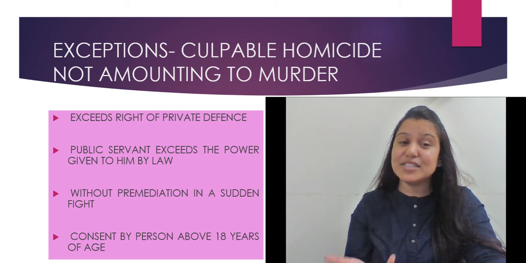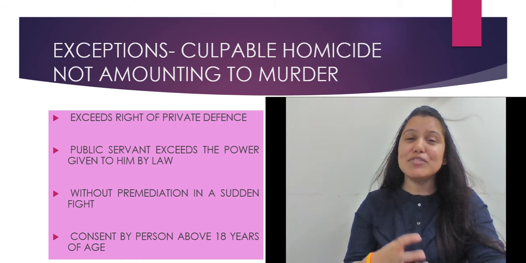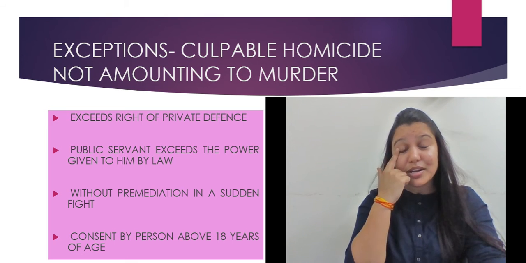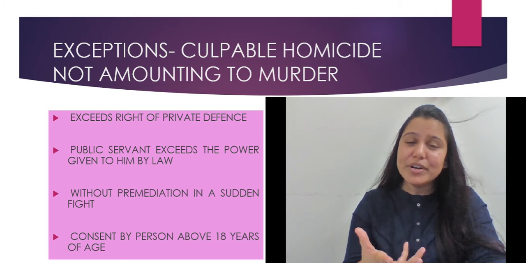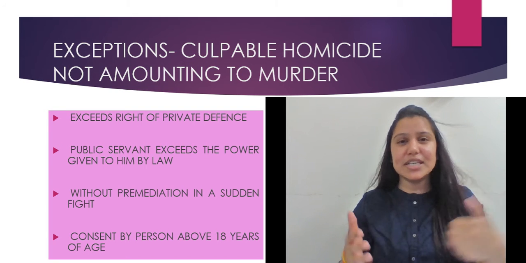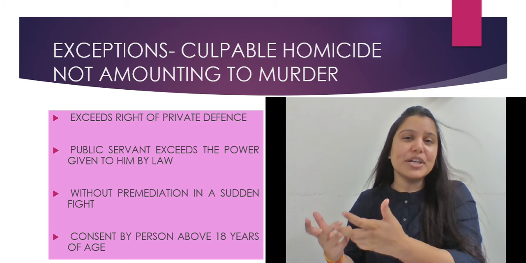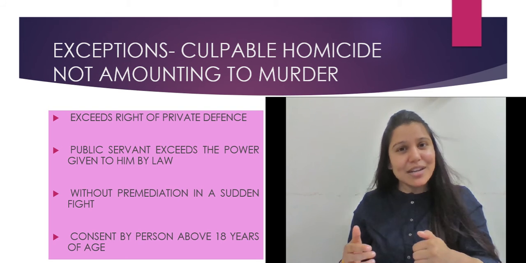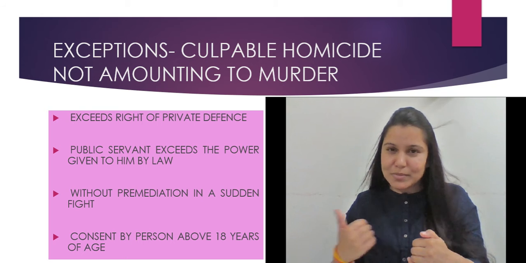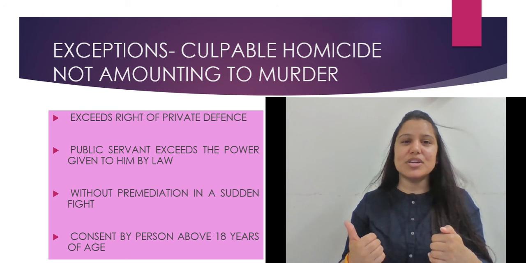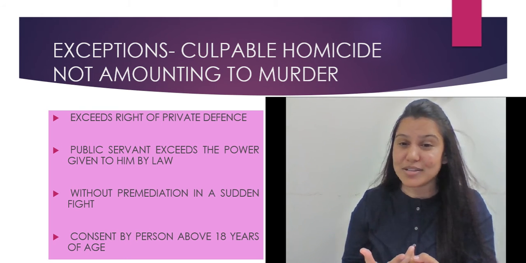Public servant exceeds the power given to him by law. That is also mentioned under private defense under other sections: if they have been empowered, if they have been given some powers and they exceed them and cause the death of the criminal just in order to catch them, then they are exceeding the power given to them. So they will be charged, of course, but under culpable homicide not amounting to murder because they have exceeded their powers.